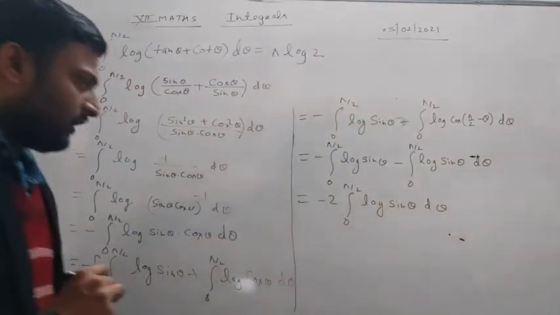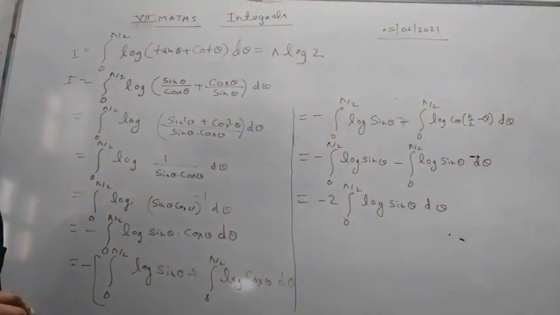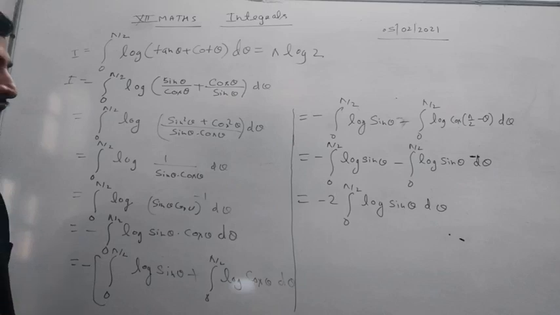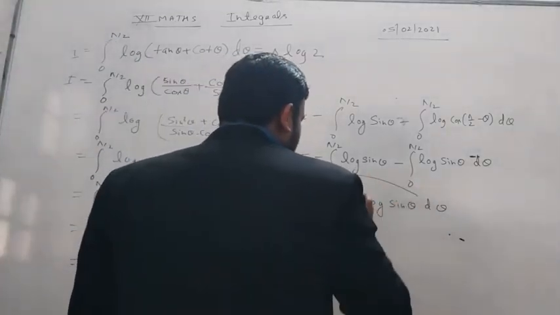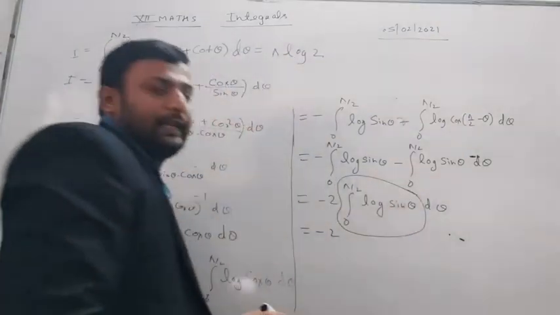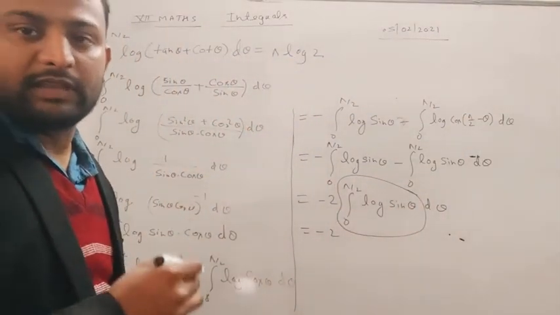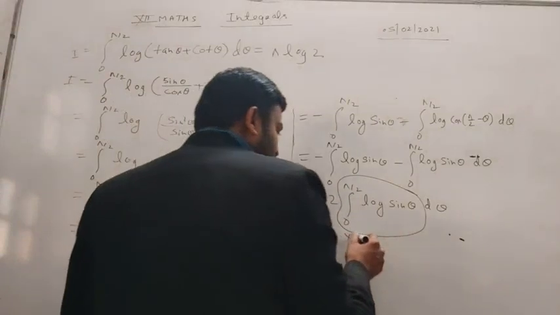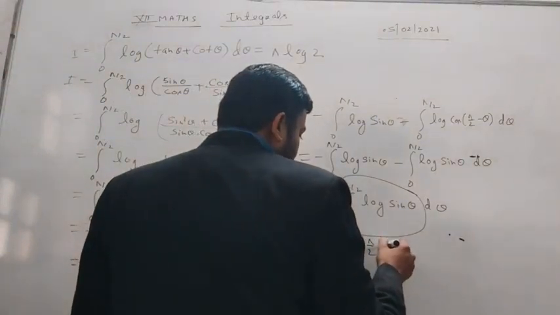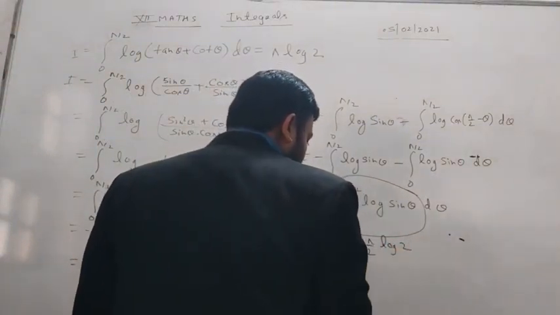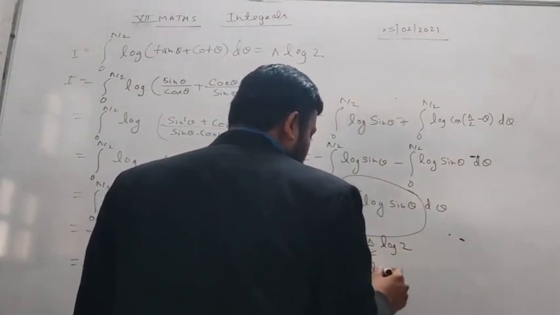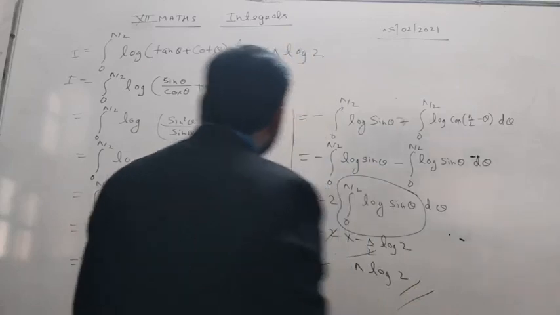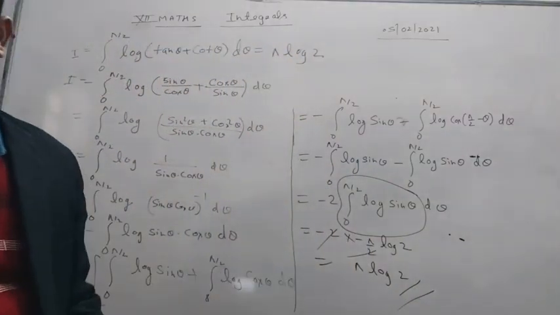Okay friends, so this is minus 2 times the integral from 0 to pi by 2 of log sin theta. Okay students, and you know the value of this part, we have already proved in the previous classes, the value of this is minus pi by 2 log of 2. So this part is cancelled with the minus, and the value of this we get is pi log 2, hence proved.